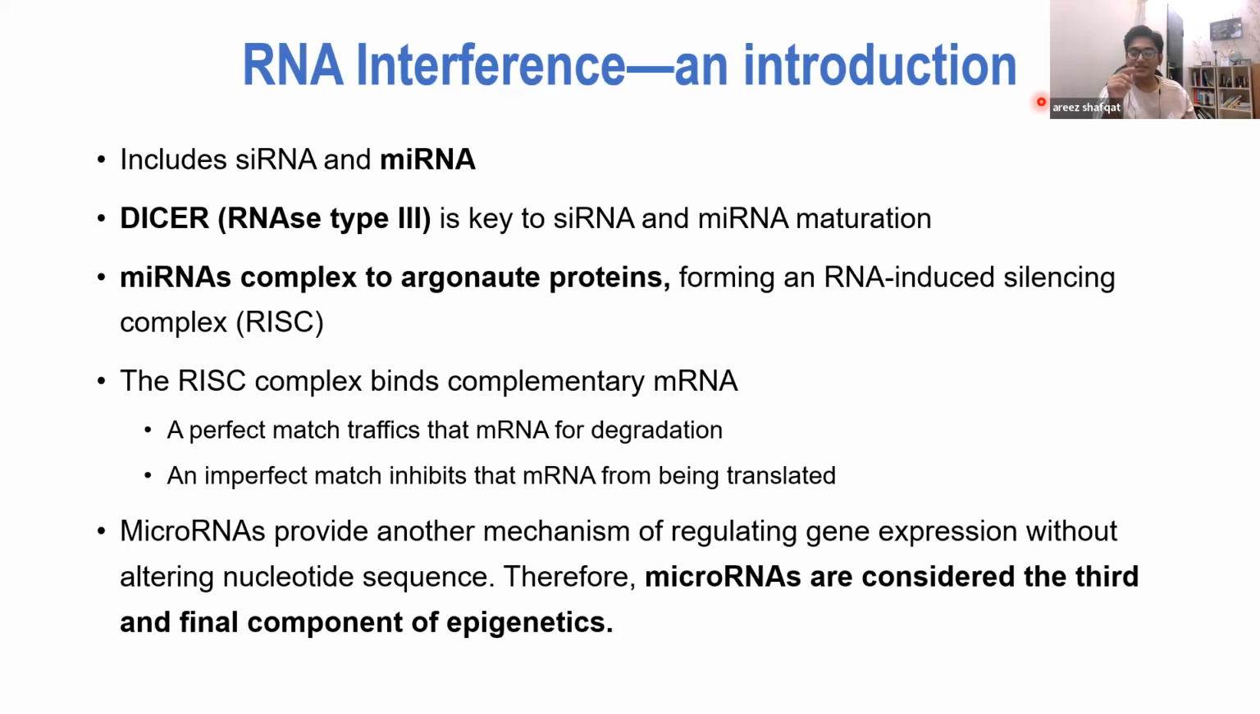So microRNAs are considered the third and final component of epigenetic regulation. Epigenetics has three components in general: histone tail modification, acetylation and deacetylation, though there can be methylation as well, but that's not important; methylation and demethylation of promoters; and microRNA-mediated RNA interference. These are the three components of epigenetics.